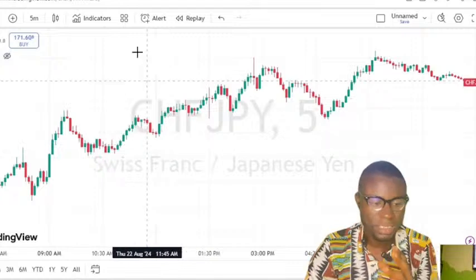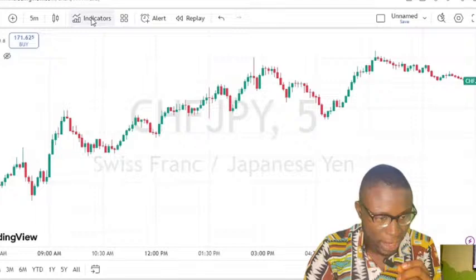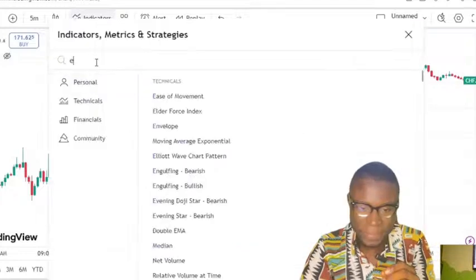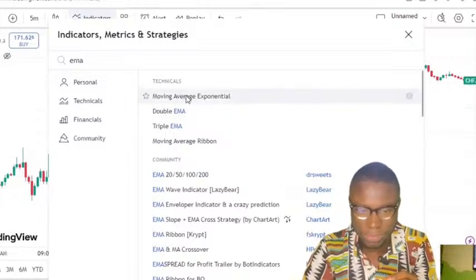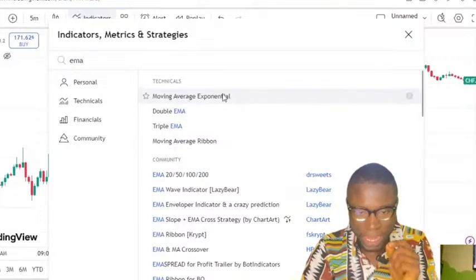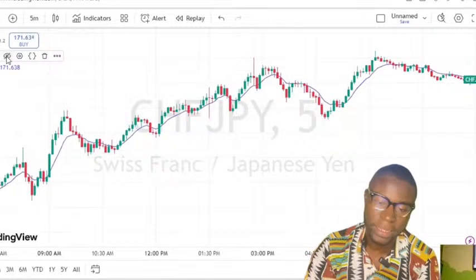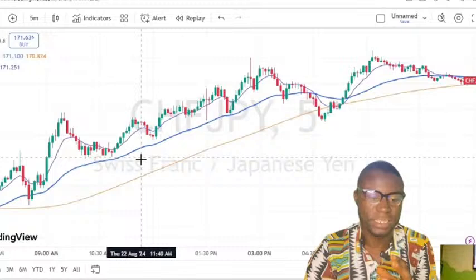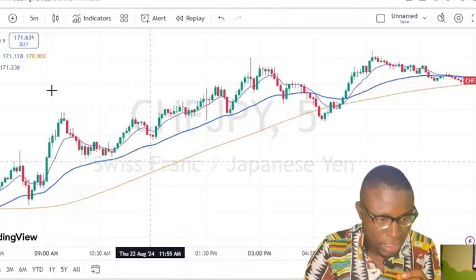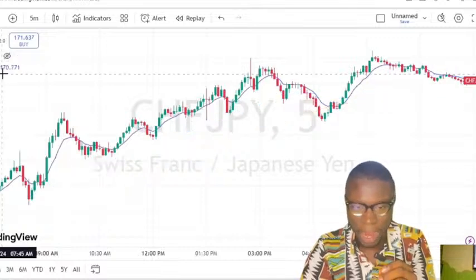So what you do is go to this place where the indicators are, click on it, and then type EMA, just EMA. Then you're going to see this very first one, moving average exponential. Click on it. It's going to appear here. I already have the one I set up, which is this one. This is the one I just taught you how to use, the one I'm using. But now I'm teaching you how to set it up.